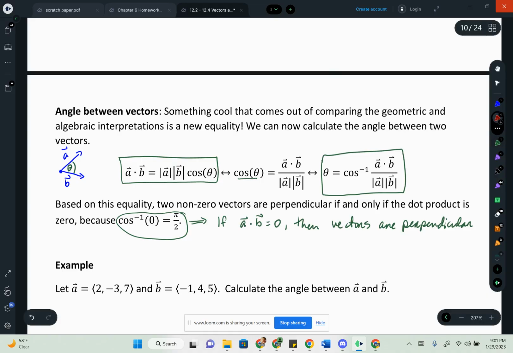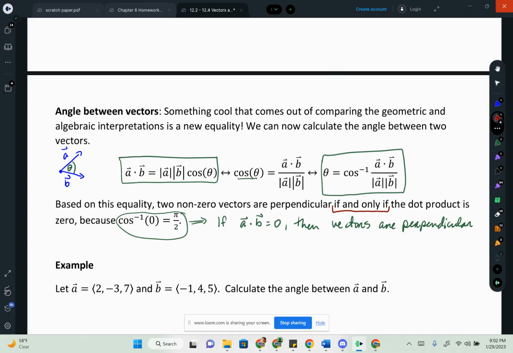I just want to draw attention to these words, if and only if. Whenever you see that in math, it means you can read the statement in either direction. So you could say two non-zero vectors are perpendicular if the dot product is 0, or you can say the dot product is 0 if the two non-zero vectors are perpendicular. So that gives us information, and it gives us a way to test.